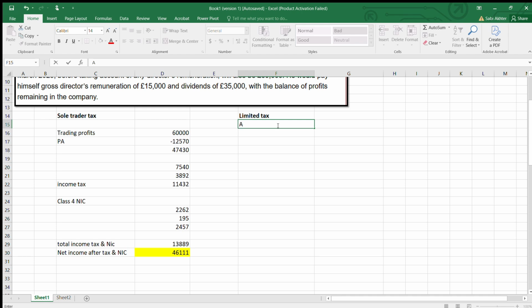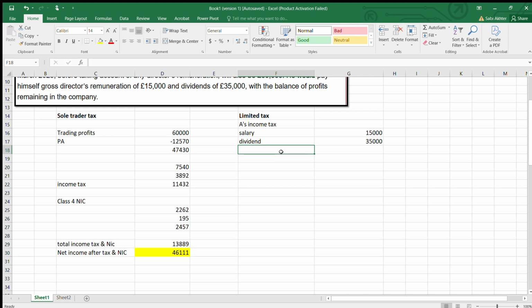Income tax, because he's receiving salary and dividend from the company. So on him we have to calculate the income tax of salary and dividend. What is the salary? 15,000. So if it's a company, rather than taking this 60,000, he's apportioning 15 and 35. As he's taking 15,000 as salary, 35,000 as dividend.